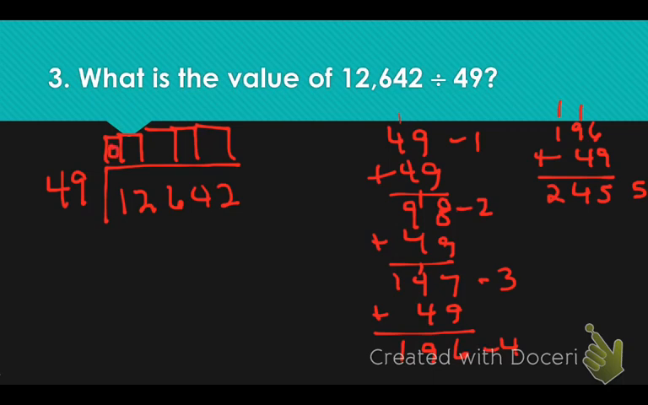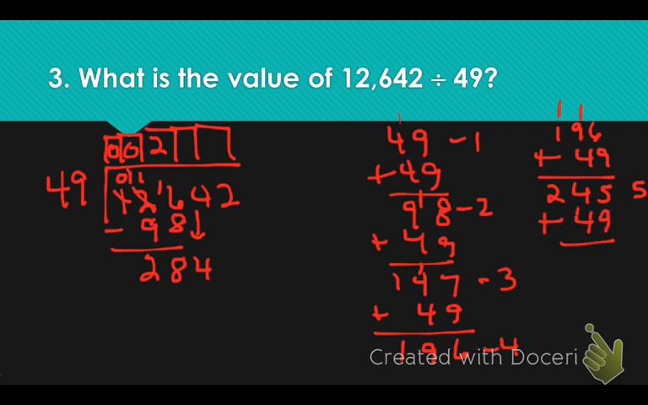Okay, it's not going to go into 1 or 12. 126, it looks like 2 times 49 is 98. When I subtract, I have to do some borrowing. That's 8. 11 minus 9 is 2, so 28. 28 is smaller than 49. Bring down my 4. 284. I've got 245. If I do another 49, that's 294. So that's too much. So I'll go back to 5. And that's 245.